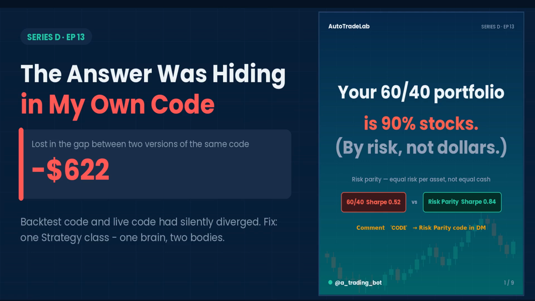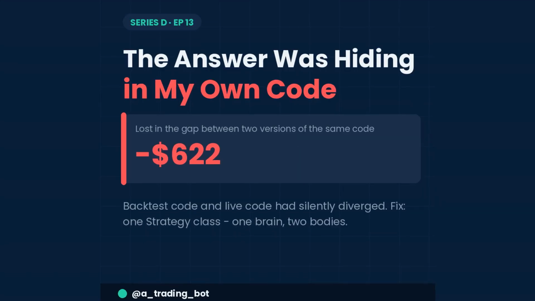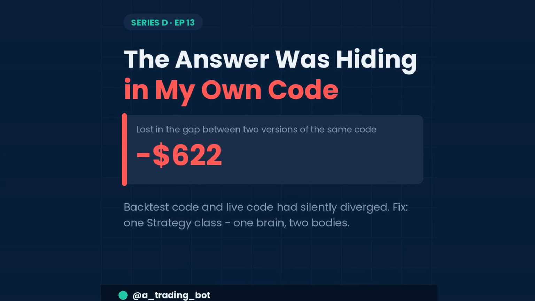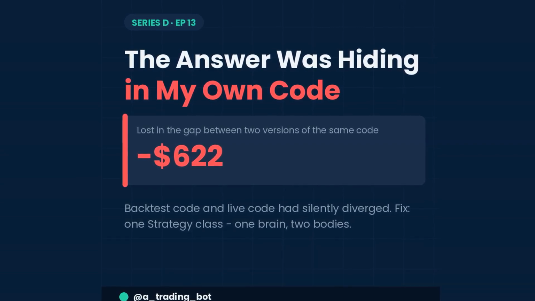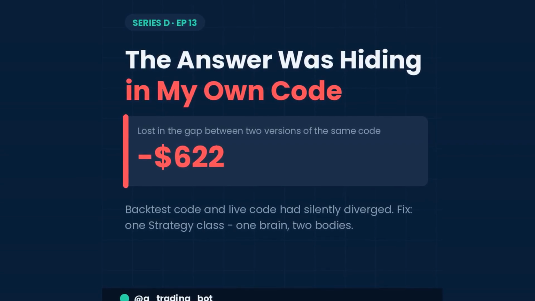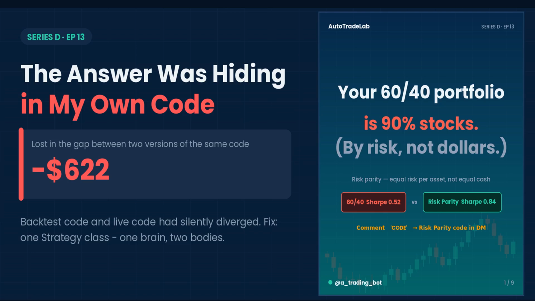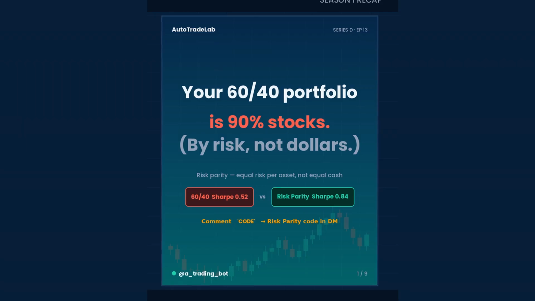Remember the leak I couldn't find? The bot whose beautiful backtest never converged with reality? For a whole year, I'd assumed the backtest had lied about the strategy. It hadn't. It had truthfully described a machine that didn't exist. The bot I ran live was, line by line, a subtly different program than the one I tested. Those $622 weren't lost to a bad strategy. They were lost in the gap between two versions of my own code.